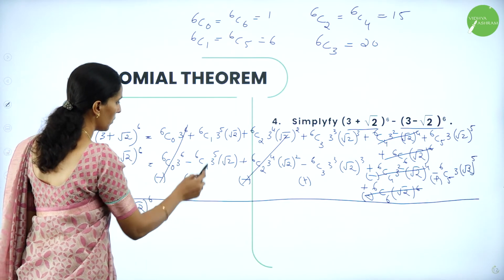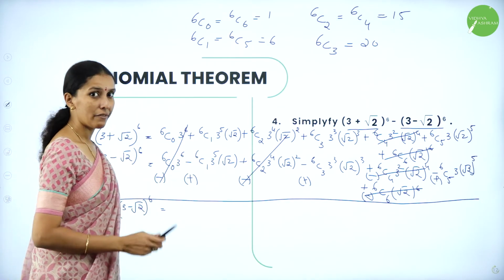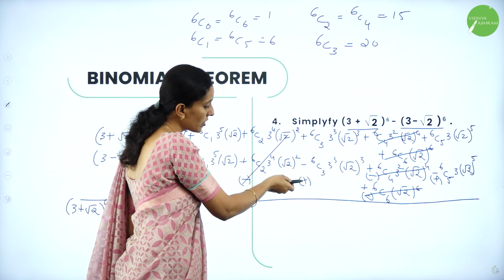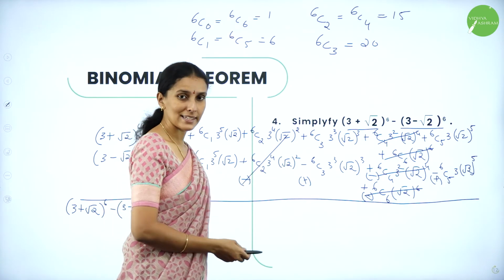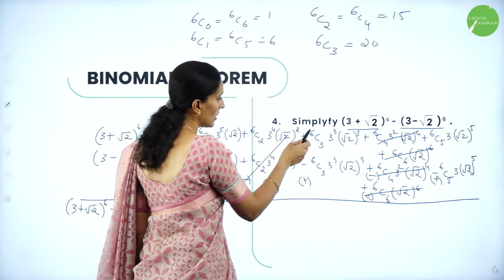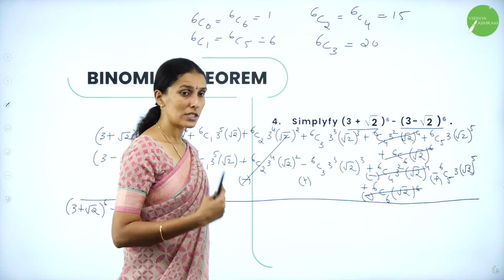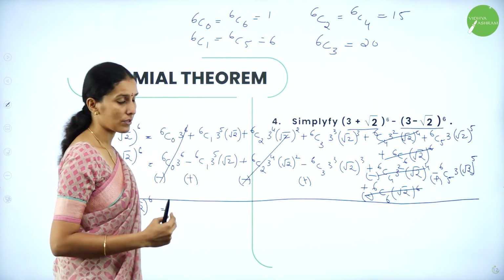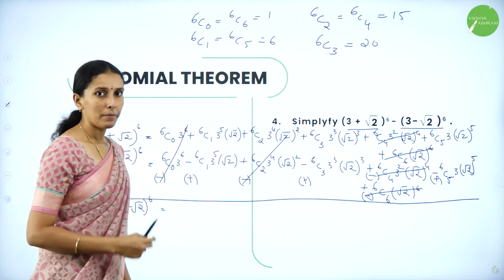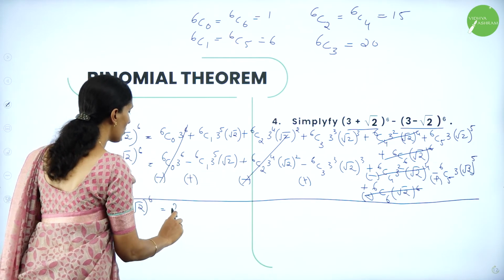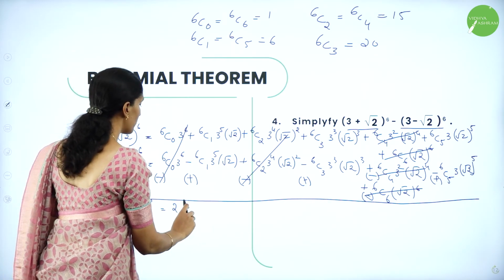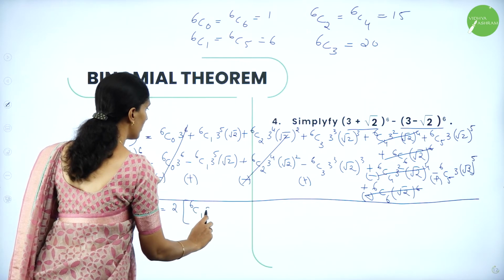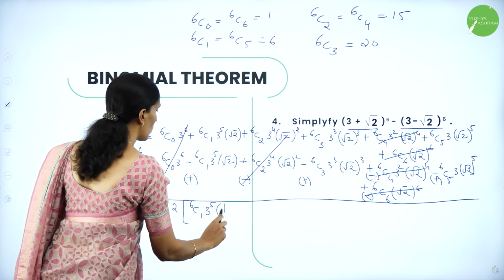So this is equal to, how many times I have 6C1? 2 times. How many times I have 6C3? Here I have changed the sign. So remember, they are not plus and minus. They both are positive. 6C3 plus 6C3, 2 6C3. Similarly, 6C5 plus 6C5, 2 6C5. So each time I am getting twice. So I will take 2 as a common factor. So when you take 2 as a common factor, you have 6C1, 3 power 5 root 2.